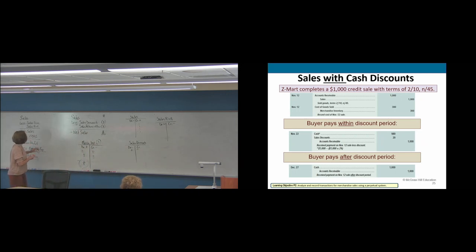So this is what this looks like up here. I want you guys to look up here real quick, and then I'll come back to this. But just with what we have up here, right? My sales were $1,000. I had a discount of 20. I didn't have any returns, so my net sales are $980. The cost of goods sold was $300.